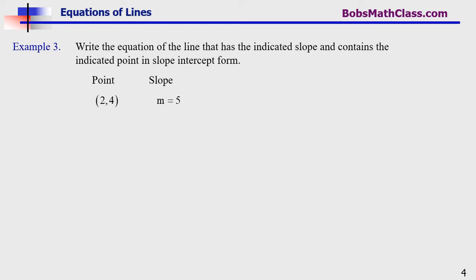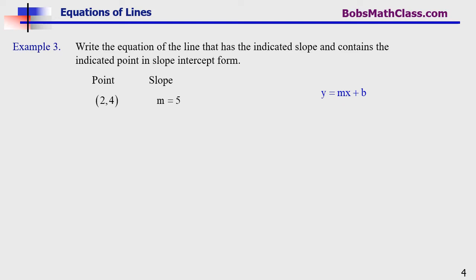Example 3. Write the equation of the line that has the indicated slope and contains the indicated point in slope-intercept form. Again, slope-intercept form is y equals mx plus b. You're going to hear that a lot in this video. Y equals mx plus b. So here's our point, (2, 4), and our slope is 5, m equals 5. So again, y equals mx plus b. We know what m is, but we do not know what b is. So we do have x and y, the (2, 4).